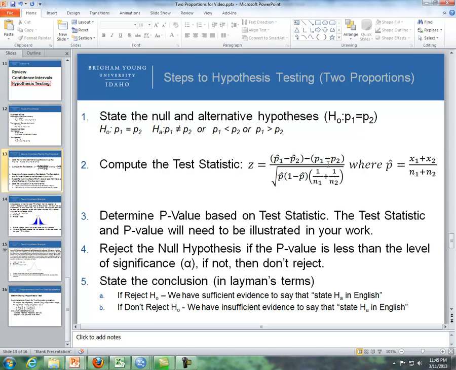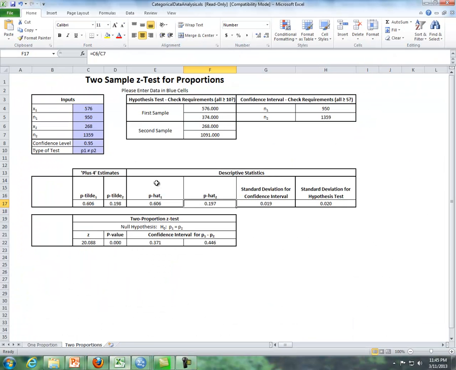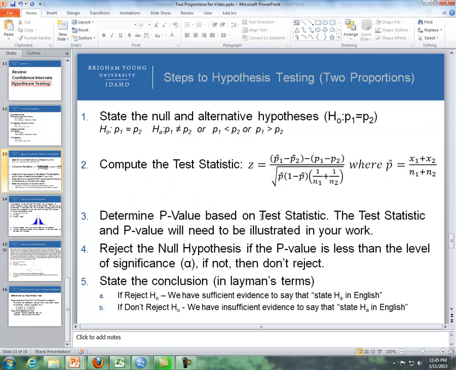Okay. Now we can do this by hand if you'd like, but as I mentioned with the confidence interval, it's a little unwieldy. So what you can do is use this tool again in Excel to calculate your test statistic, as well as the next step, which is getting your p-value. Okay, so that's what I'm going to do as well.